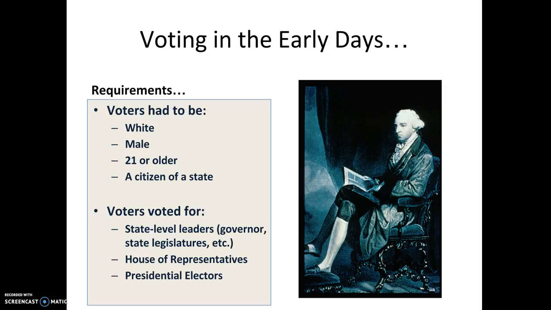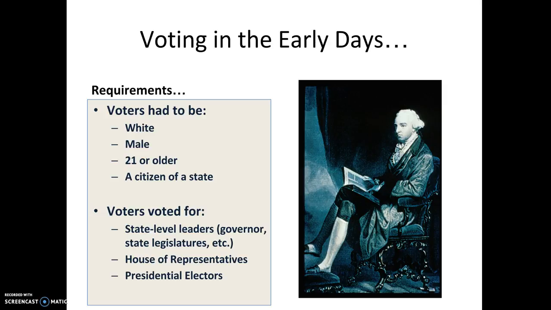There were also fewer offices that those voters voted for than there are today. A typical voter in the early days of our history would have only voted for their state-level leaders, people like their governor or their state legislatures. They would have voted for a member of the House of Representatives to go to the United States Congress. And they would have voted for electors in the presidential election, and these electors would then go on to vote for a president in the Electoral College.